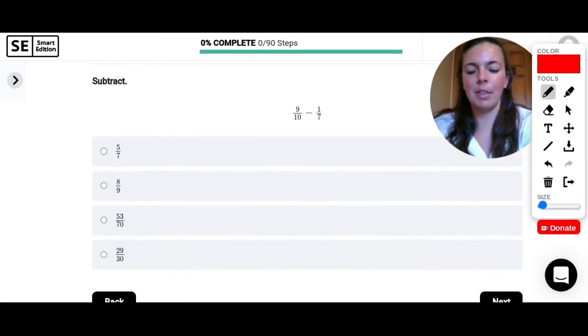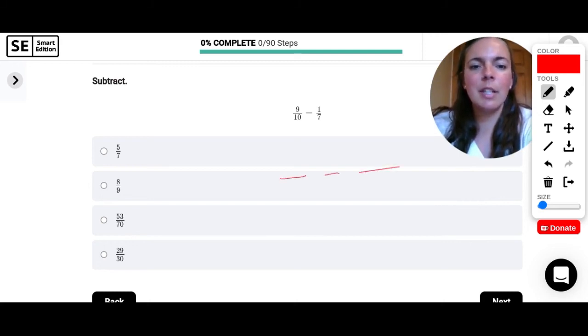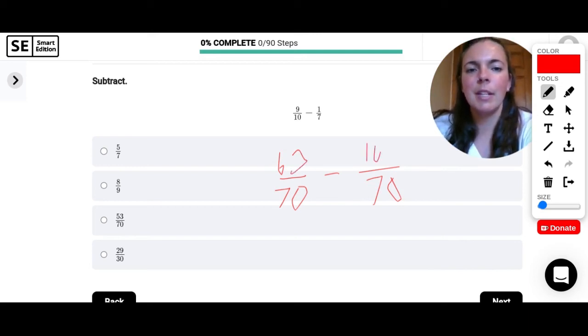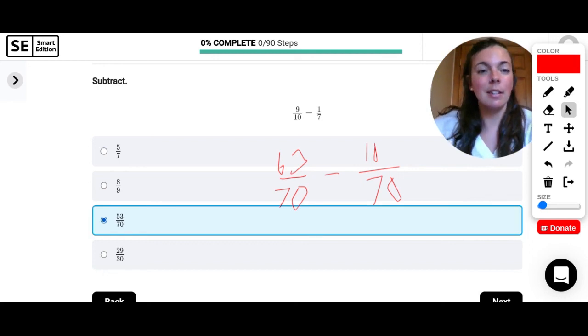Subtract 9/10 minus 1/7. So we need, again, a common denominator. 10 times 7 would be 70. So that is a nice, easy one to use. So our denominator is going to be 70. 10 times 7 got me to 70. So 9 times 7 is 63. So that goes on the top here. 7 times 10 is 70. So 1 times 10 would just be 10. So 63 minus 10 would be 53. So 53/70ths is what we would get when we subtract.